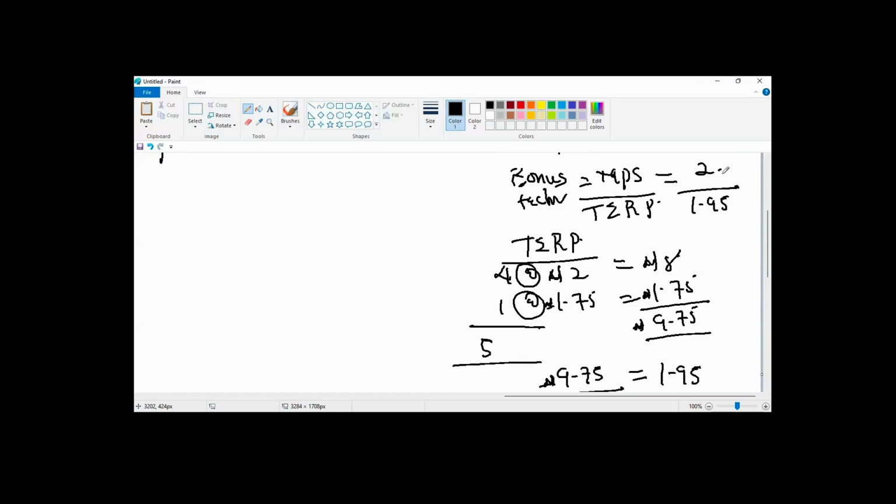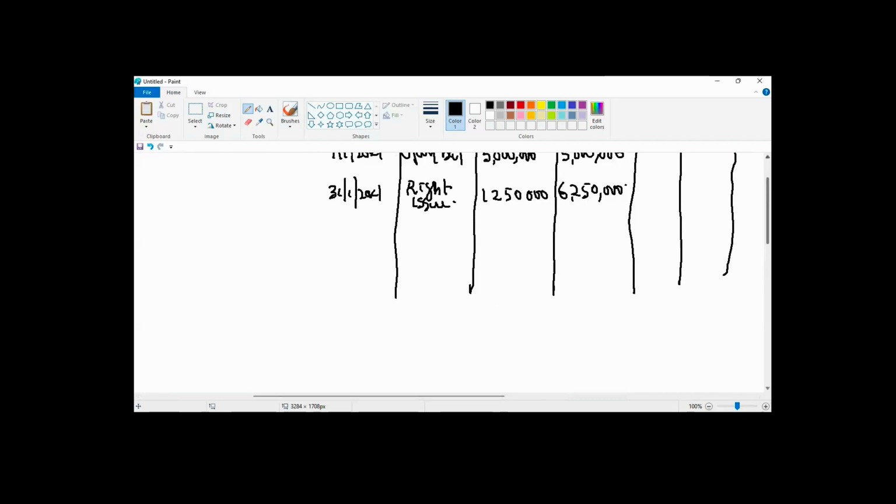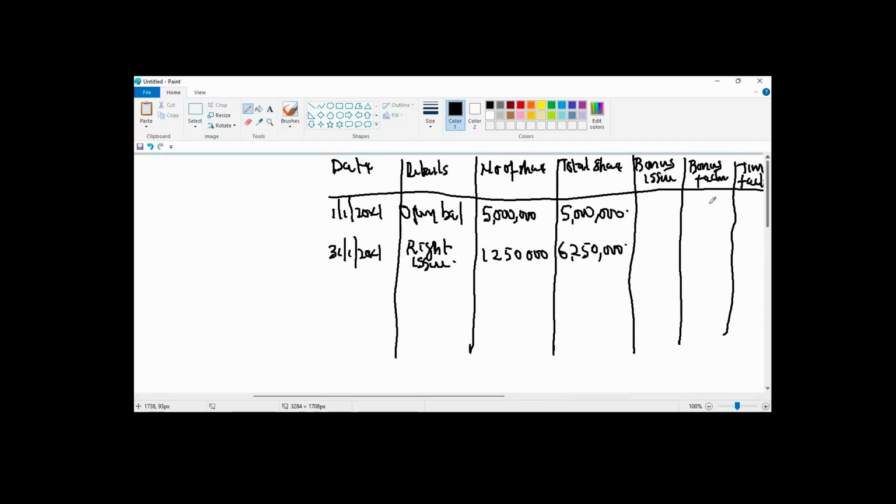So I will now go to my table. 2 over 1.95 must be given to the existing shareholders as the bonus factor. That's all. I am done. I will go again.